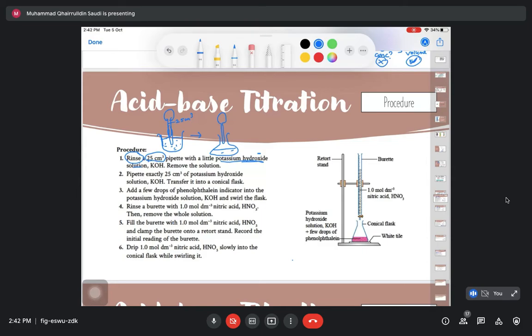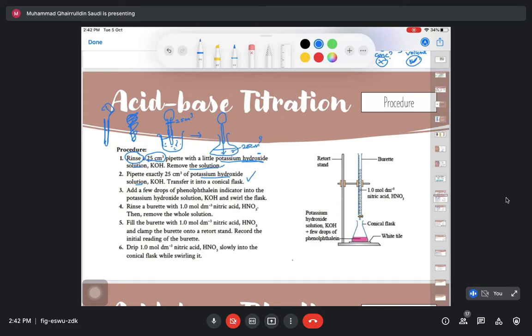Okay, so kita bilas dulu our pipette. Okay, this is our pipette. Kita bilas dia dengan potassium hydroxide. Bilas. Okay, kemudian remove the solution. Okay, maksudnya dia dah dibilas dengan potassium hydroxide. Kemudian kita masukkan dia dekat dalam beaker containing potassium hydroxide dan kita pipette out. Kita bagi dia sampai calibration mark 25 cm cube. Kita transfer dekat dalam conical flask 25 cm cube.